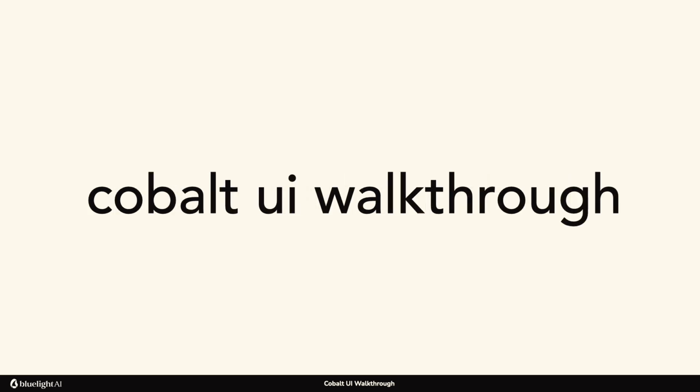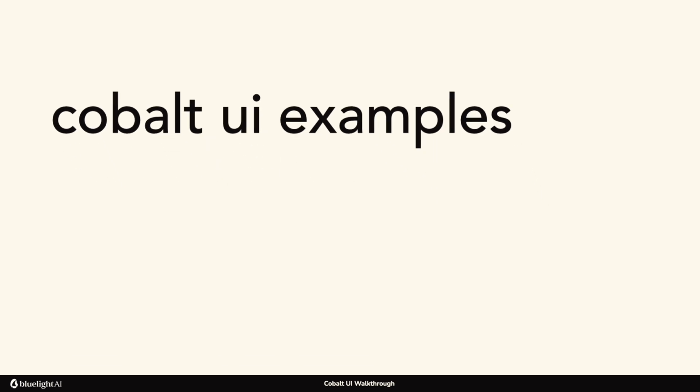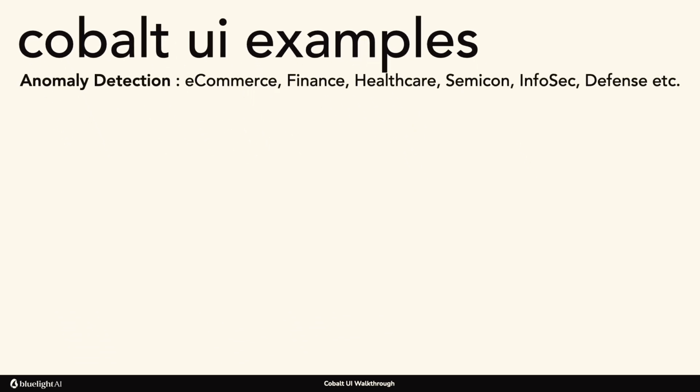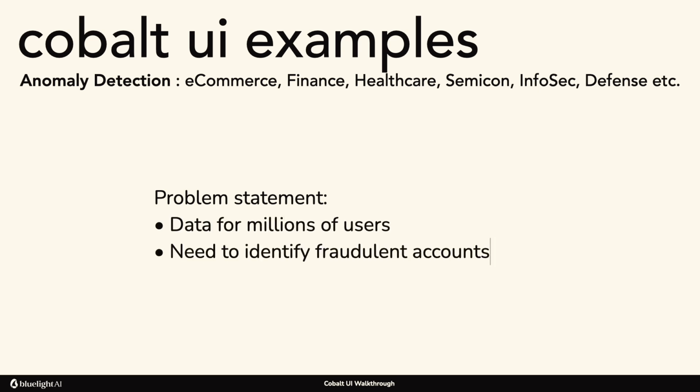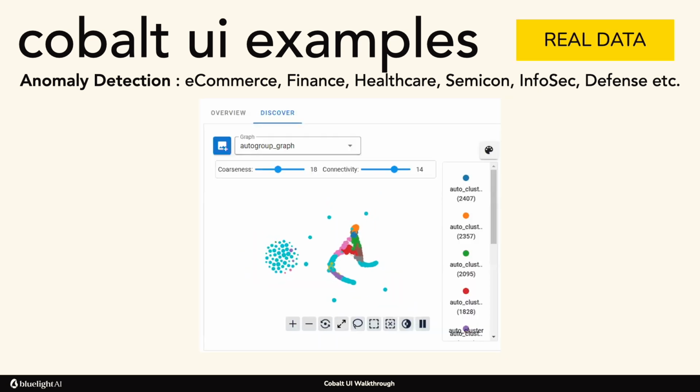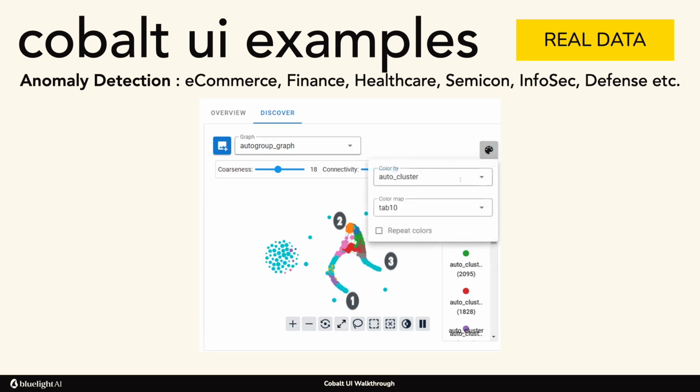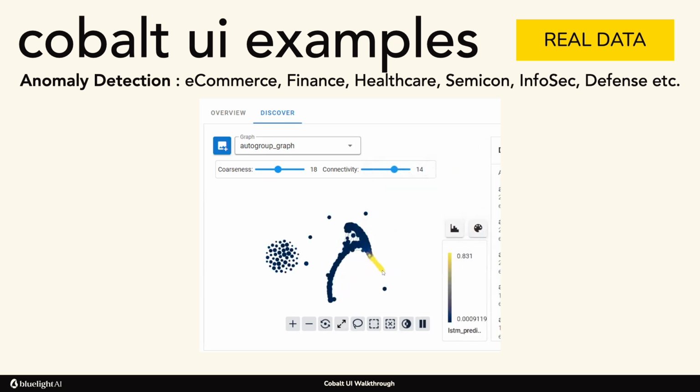Before getting into the UI walkthrough and code, let's see some examples. Here is an example from anomaly detection space, which is useful in multiple industries like e-commerce, finance, healthcare, semiconductors, defense, etc. Here is real data from financial domain. Each node here represents a bunch of real customer accounts who have similar behavior. Edges between these nodes connect these groups of similar accounts. Each branch has information about usage patterns. Changing this color parameter here allows us to clearly mark customers with anomalous behavior. So all these yellow nodes contain these fraudulent accounts. This was very powerful for our customers.